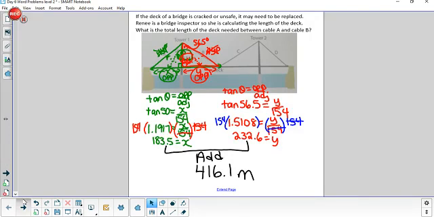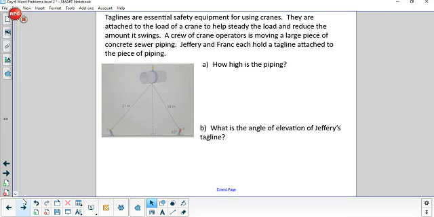Let's have a look at another one. So taglines. These are essential safety equipment for using cranes. They are attached to the load of a crane to help steady the load and reduce the amount that it swings. So we have a crew of crane operators. They're moving a large piece of concrete sewer piping. Jeffrey and Frank each hold a tagline attached to the piece of piping.